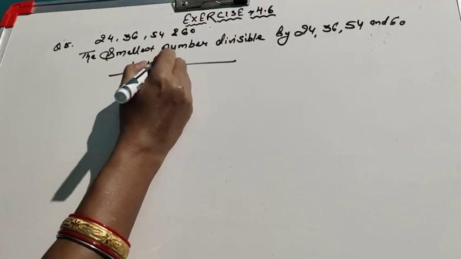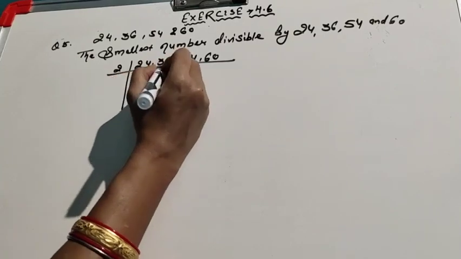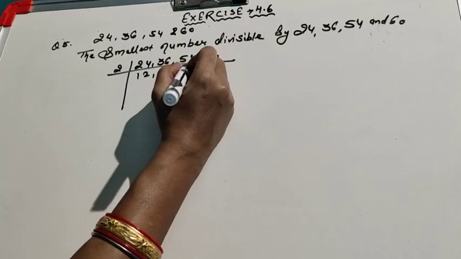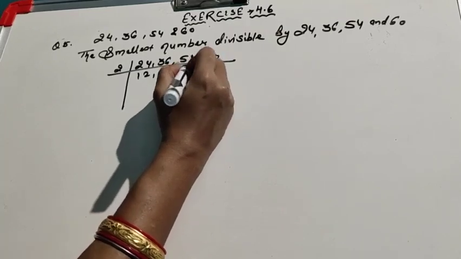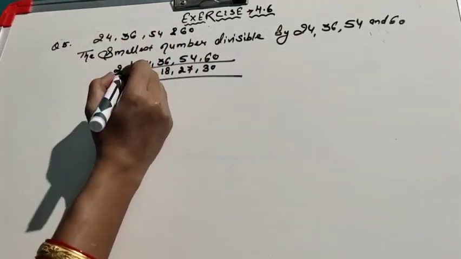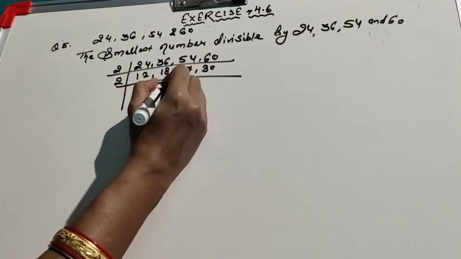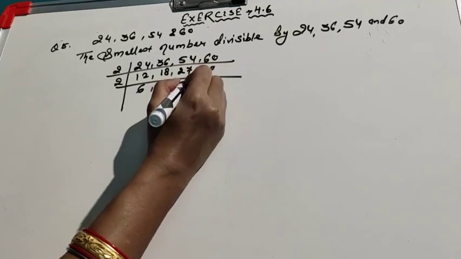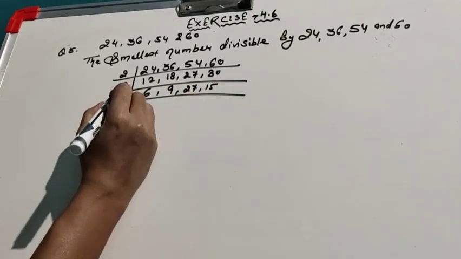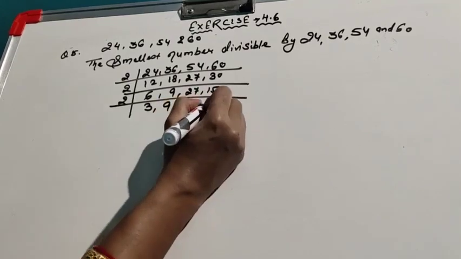24, 36, 54, 60. Go with the 2 table: 2 6s are 12, 2 9s are 18, 27 is not possible to divide with 2, 2 15s are 30. Now 2 table, 2 3s are 6, 9 not possible, 27 also not possible, 15.